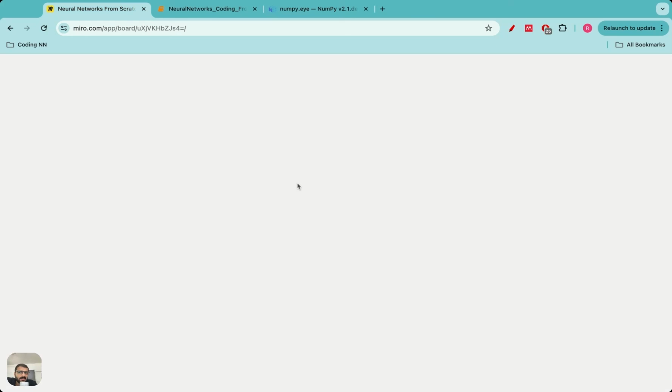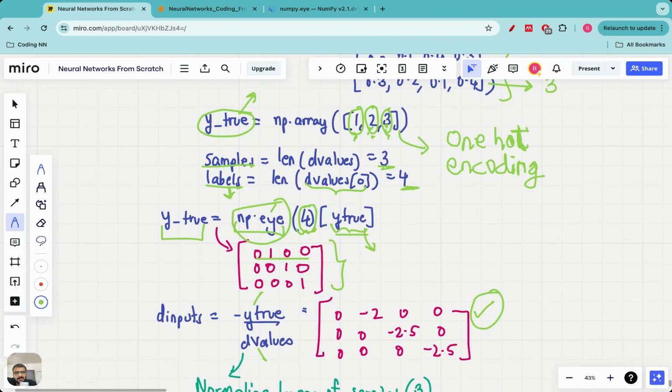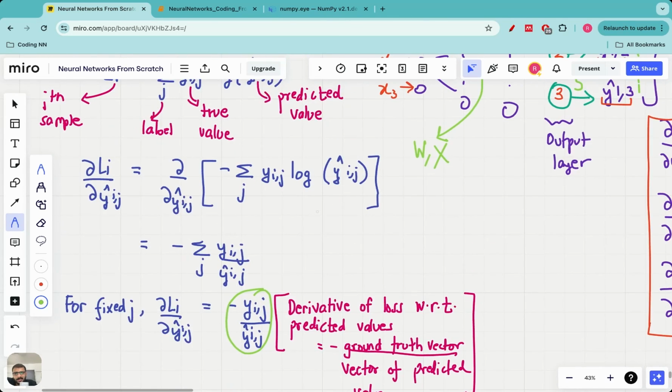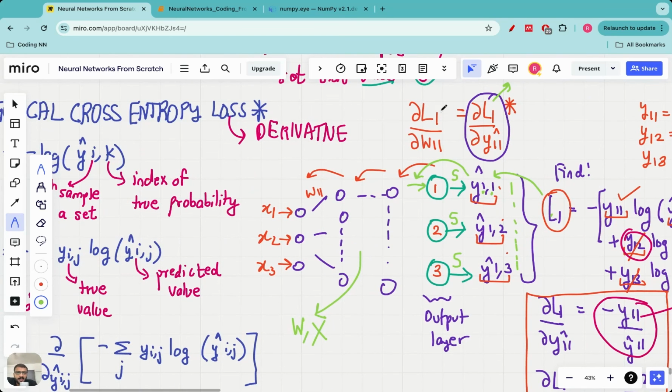Once you understand how it is written on the whiteboard, then implementing it in Python is much simpler. This actually brings us to the end of today's lecture. We covered a lot of things, including taking the partial derivative of the loss with respect to these outputs. In the next lecture, I will show you how to implement the backward pass, or how to implement the backward method in the softmax activation class.